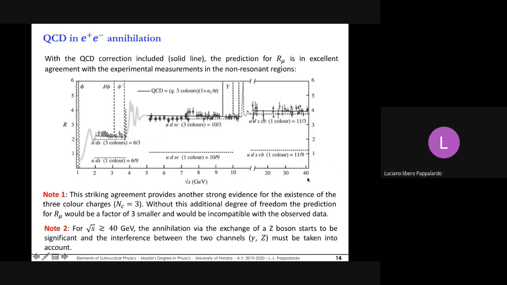Now, these plots arrive up to 40 GeV. What is beyond that? Well, when we go beyond that, the annihilation with the exchange of a Z boson, the one that we were discussing before, starts to be significant and competitive together with the production through the photon. Okay, so you have an e+ e- that goes into a photon at low energy, but can also go into a Z boson at high energy. And so the two processes actually interfere, okay? And so you have to take into account also this interference when you want to make predictions above 40 GeV, okay?